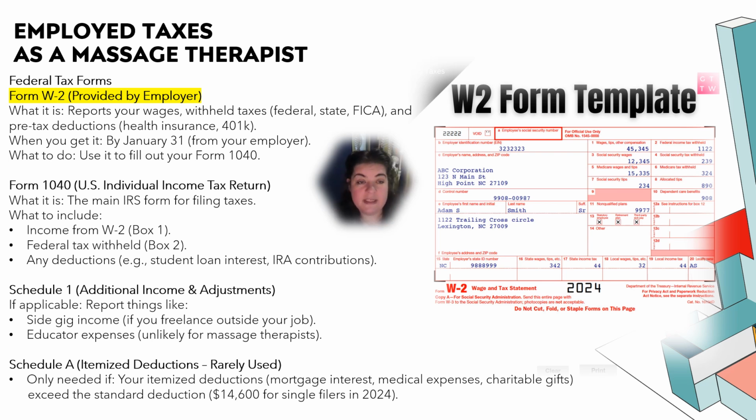Like if you are paying into your health insurance or 401k, they do all of that for you through their payroll service, which is really nice. All right. You should get it by January 31st from your employer. If you do not have it by the 31st, you do need to contact them to find out where it could potentially be. And you use it to fill out your Form 1040.